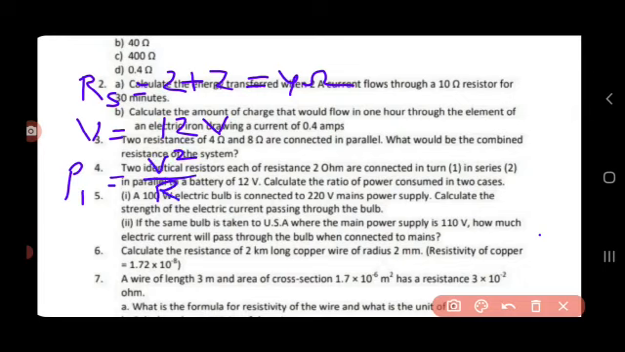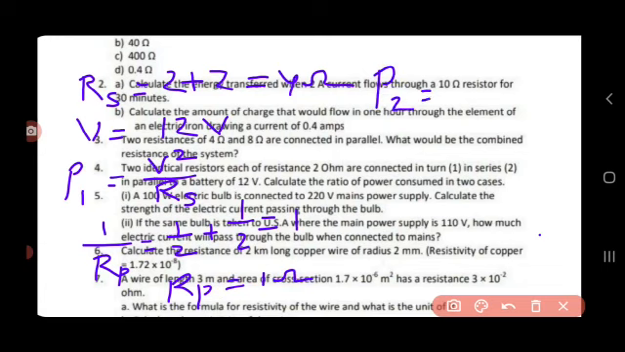We have to find out the ratio of power consumed, that is P1 by P2, that should be equal to P1, which is V square by Rs, into Rp by V square. V square cancels out. Rp is 1 and Rs is 4. So the ratio of power consumed, P1 is to P2, is equal to 1 is to 4. So this is the ratio of power consumed when two resistors are connected firstly in series and then in parallel.